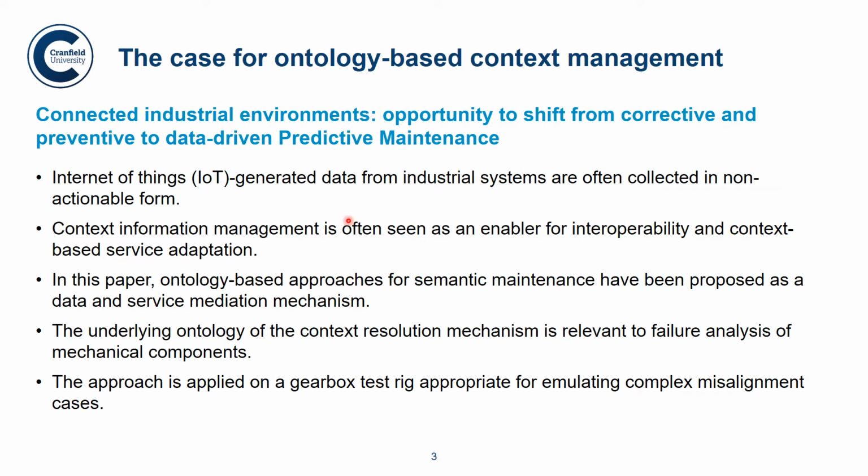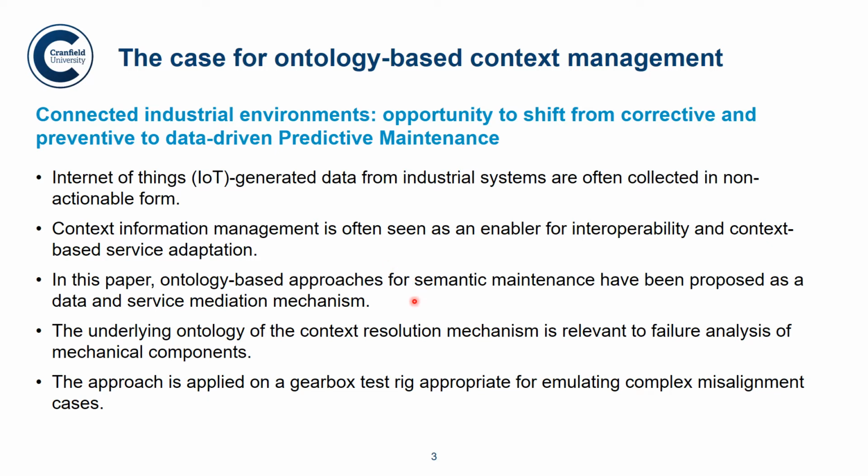However, asset-generated data in practice are often collected in non-actionable form and need to be modeled and represented to ensure that they continue to function properly and retain optimal value over their life cycle. One way to handle data complexity is to introduce context information modeling and management, wherein data and service delivery are determined upon resolving the apparent context of a service or data request.